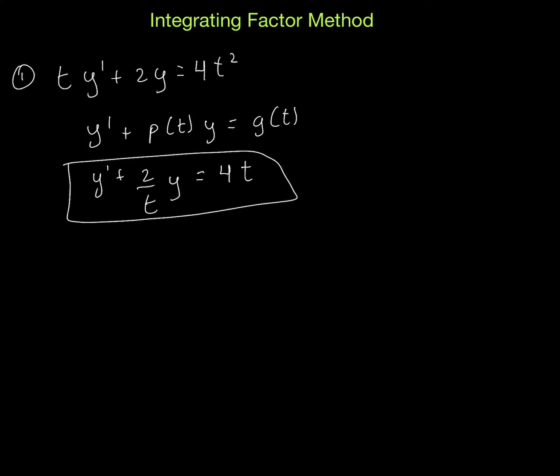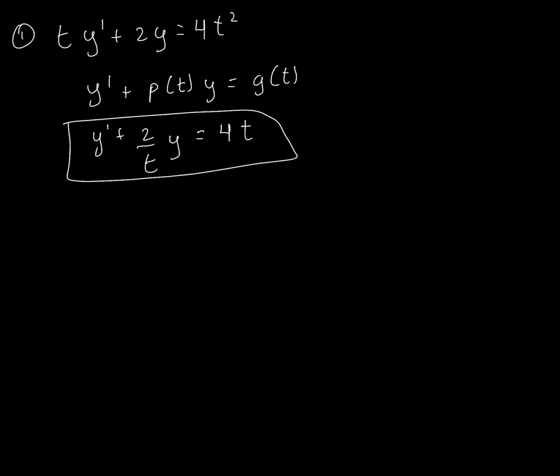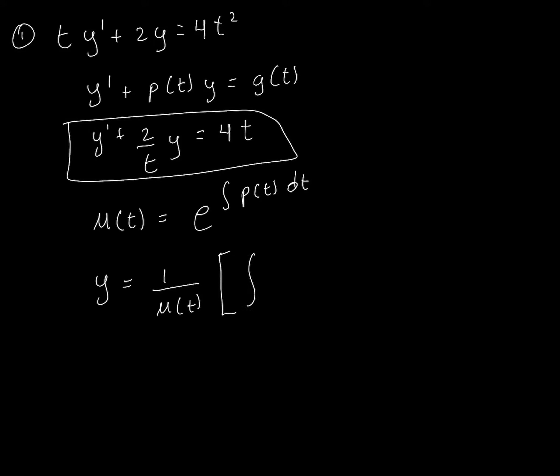If you remember the integrating factor method, we need two things. We need to find a function mu of t that will be given by e to the integral of p(t) dt. Once we get that, we're going to substitute it into this formula, which will be the solution of our differential equation. Here we have one over mu of t times the integral of mu of t g of t dt plus c. So let's do that.